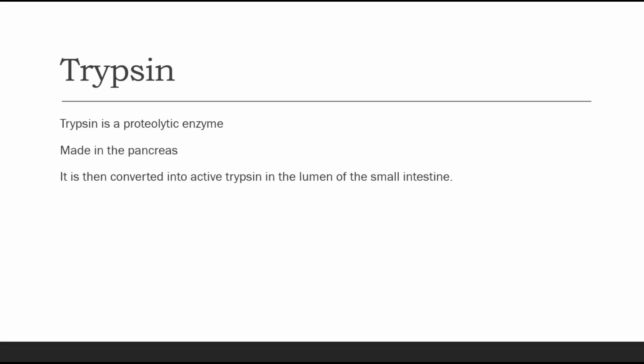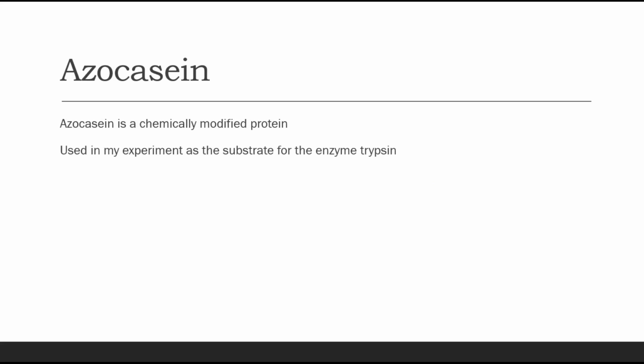Trypsin is a proteolytic enzyme made in the pancreas that is then converted into active trypsin in the lumen of the small intestine. Its function is to digest proteins. And for substrate, I'm going to use azocasein, which is a chemically modified protein and will be used in my experiment as the substrate for the enzyme trypsin.